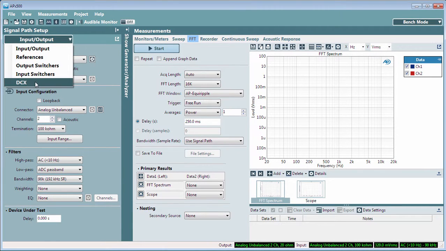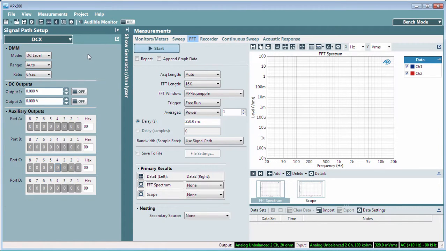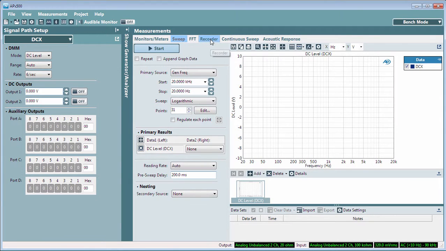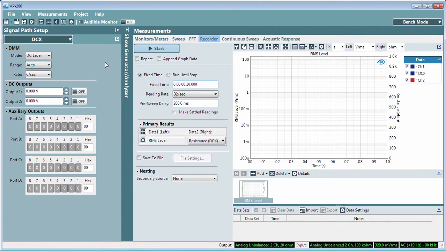In Signal Path Setup, open the DCX menu. First up are the DMM, DC level, and resistance modes, each with a range control and a reading rate selector. These inputs can be monitored by adding a DC level or resistance meter, and they can be plotted in the bench mode sweep or recorder measurements. Each of the two DCX DC outputs can be set to any voltage between minus 10.5 volts to plus 10.5 volts.